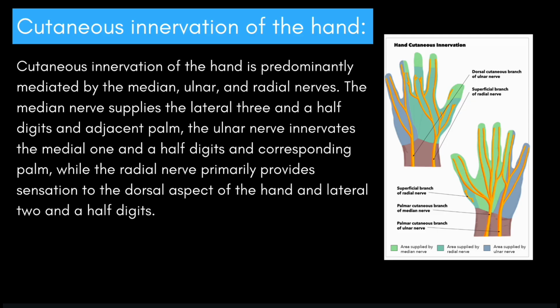Today I'd like to build off the last points I made in part 6 and expand upon the cutaneous innervation of the hand. Cutaneous innervation of the hand is predominantly mediated by the median, ulnar, and radial nerves. The median nerve supplies the lateral 3.5 digits and the adjacent palm. The ulnar nerve innervates the medial 1.5 digits and corresponding palm, while the radial nerve primarily provides sensation to the dorsal aspect of the hand and lateral 2.5 digits.